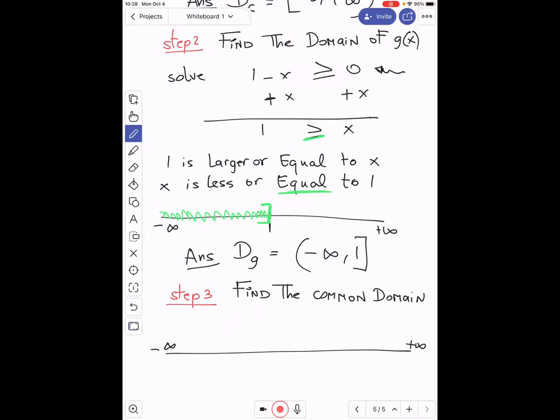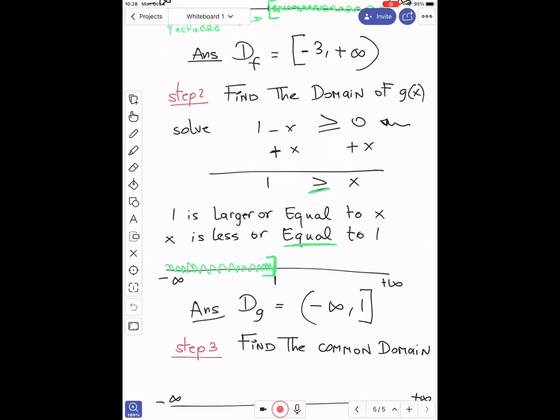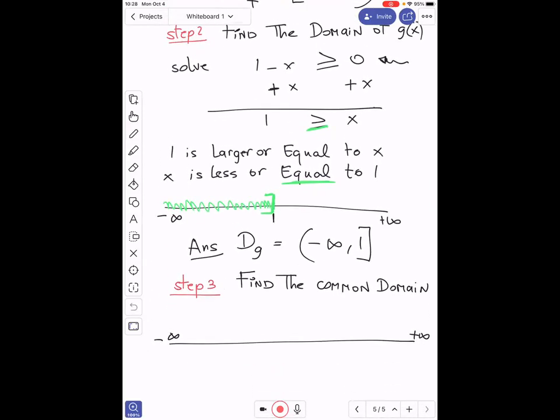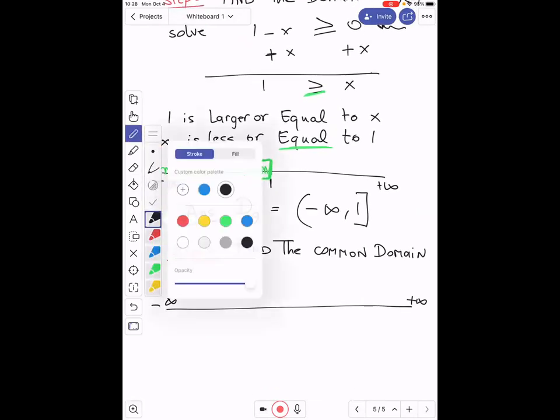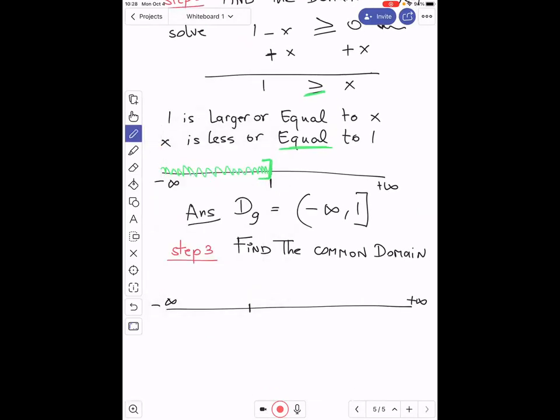So on my number line, I'm going to graph the domain of F. Domain of F, we said, is -3 to positive infinity. So I'm going to need -3. Domain of F is -3 to positive infinity. -3 is included. So this blue interval would be the domain of F.